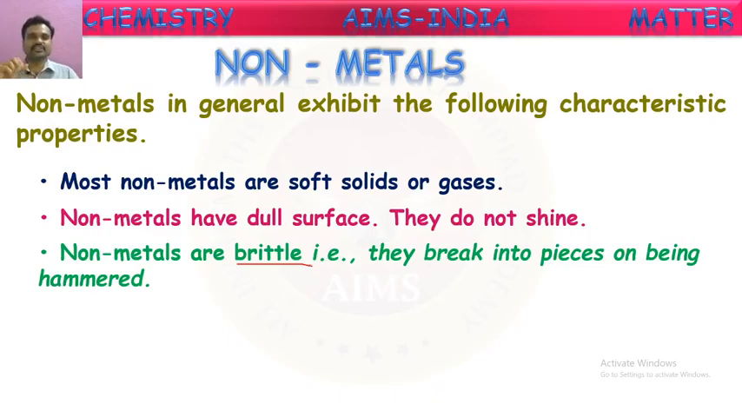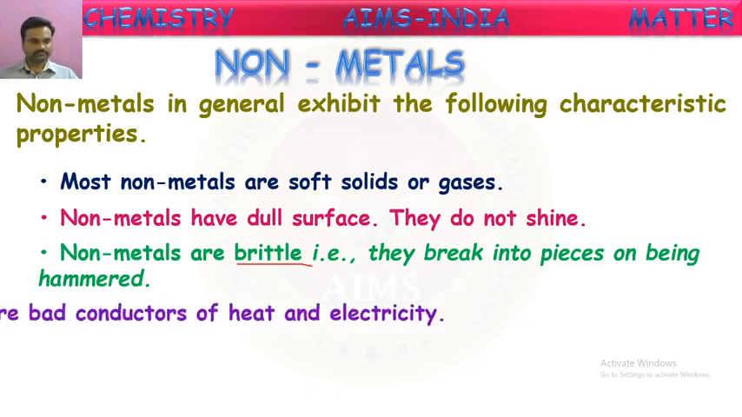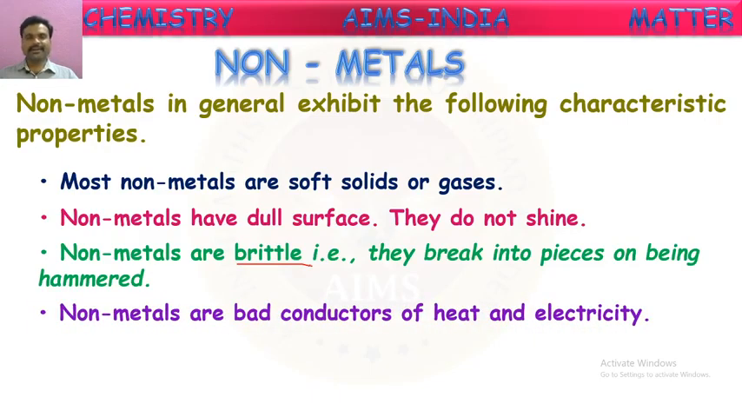One more example is glass. How is glass when you touch it? It will be very hard, isn't it? But when you throw a glass piece down, immediately it breaks into small pieces. That nature is called brittle nature. So even these non-metal solids are brittle in nature. Non-metals are bad conductors of heat and electricity, meaning they cannot conduct electricity, whereas metals can.